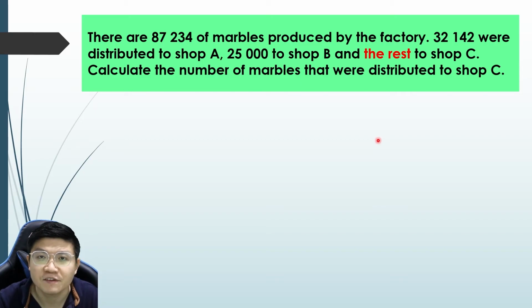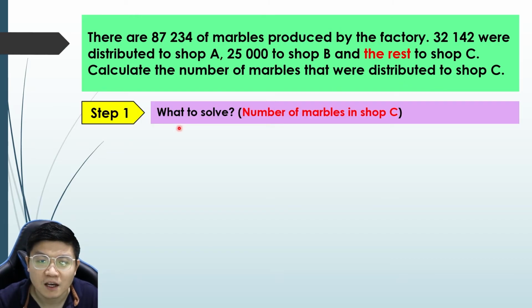Right. So here I'll be giving you a problem. There are 87,234 marbles produced by the factory. 32,142 were distributed to shop A, 25,000 to shop B, and the rest to shop C. Calculate the number of marbles that were distributed to shop C. So first step, you're going to know what to solve. What to solve? The number of marbles in shop C. Yes, the question is asking to calculate the number of marbles distributed to shop C.